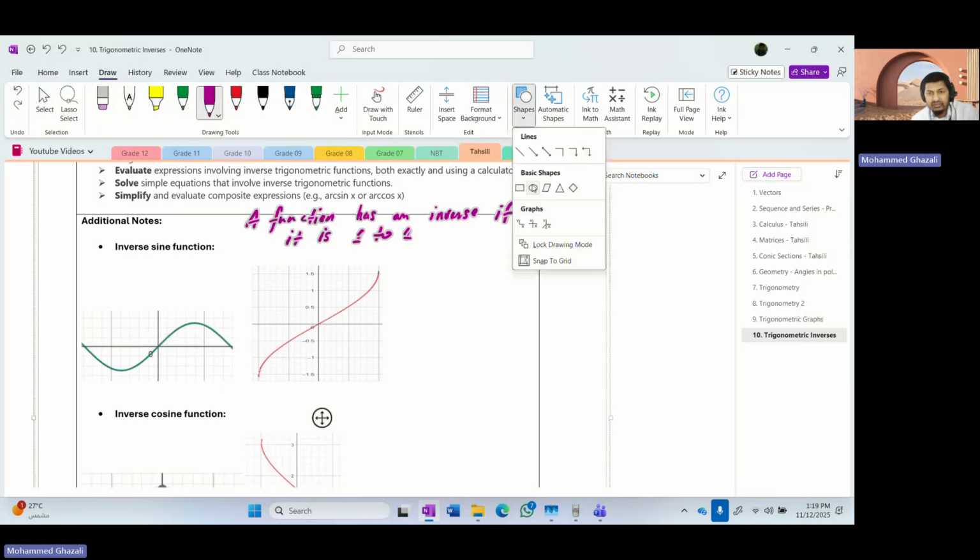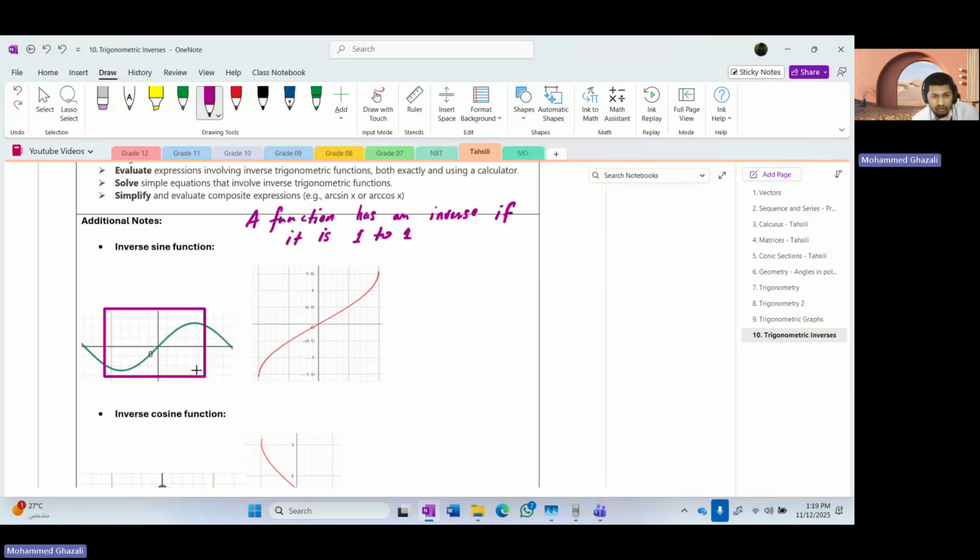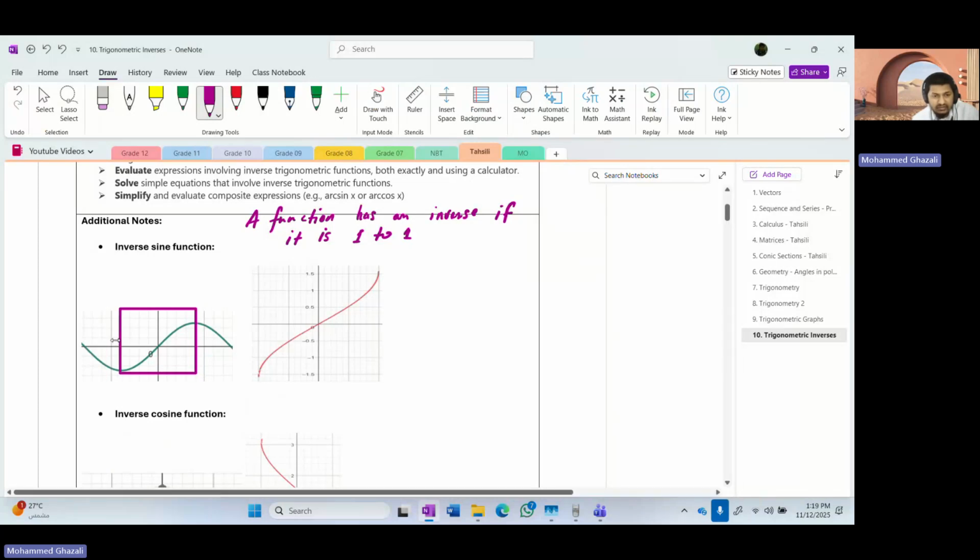So as a result, to get the inverse function, we need to block off a certain piece of the function in the sine to get the inverse sine function. So we are looking within this block. So if you look within this block, we have this turning point here.